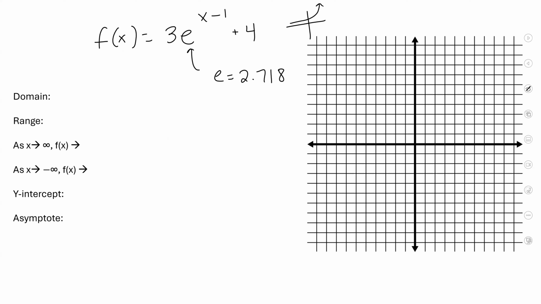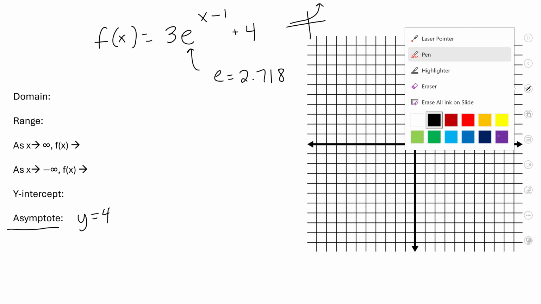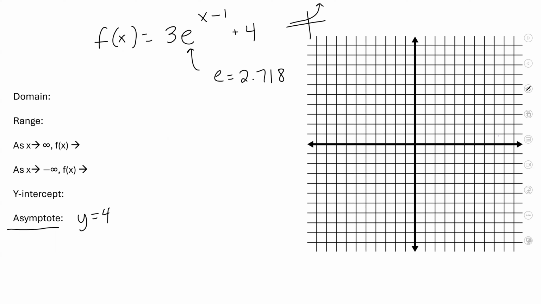Let's answer these questions. First of all, where is my asymptote? I know that for sure. 4. Everyone put y equals 4 for the asymptote. And then go ahead and draw your asymptote at 4. So at positive 4, I'm going to put a dashed line. That is where my asymptote is, right here.